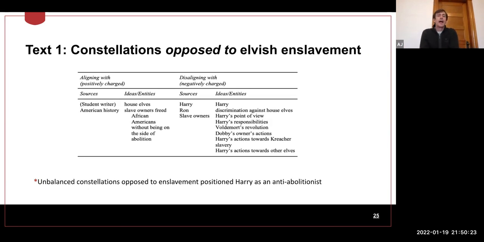Moving back to text 1, when we talk about the constellations opposed to elvish enslavement, what we have happening here is actually a very unbalanced constellation, because this is one long statement saying that American history would show that slave owners can free enslaved people without being on the side of abolition, which is an idea that would be opposed to elvish enslavement. And then the student writer positions themselves as opposed to elvish enslavement. They position the house elves as opposed to elvish enslavement. But there is a lot of information that is disaligned with the stance of being opposed. And so this unbalanced constellation opposed to enslavement positioned Harry and those associated with him as an anti-abolitionist, as opposed to being opposed to elvish enslavement.